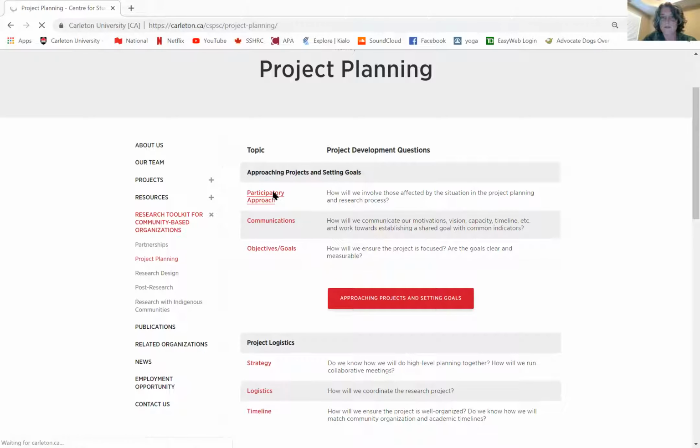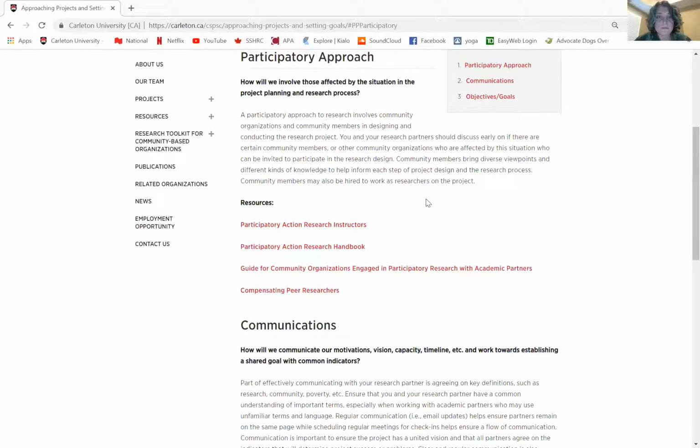So I want to find out more about a participatory approach. How will we involve those affected by the situation in project planning and the research process? Here we read up about how community members can bring in diverse viewpoints. They can bring in knowledge that can help guide the research process and perhaps the design. And then we have several resources.